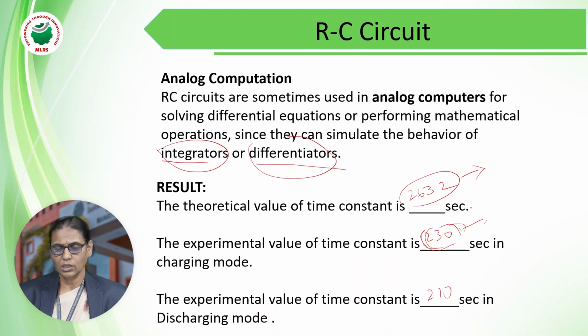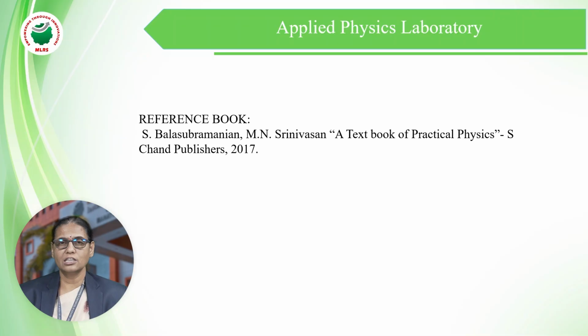So this is about the experiment, RC time constant, and the book which has been prescribed is the Applied Physics Laboratory Manual, which you will be using, by S. Balasubramanian and M. N. Srinivasan, A Textbook of Practical Physics by S. Chand Publishers. In this book, all the 12 experiments are covered. Not only these 12 experiments, 2 more experiments are covered in this one also. So this is the book which you can refer to as a reference book.